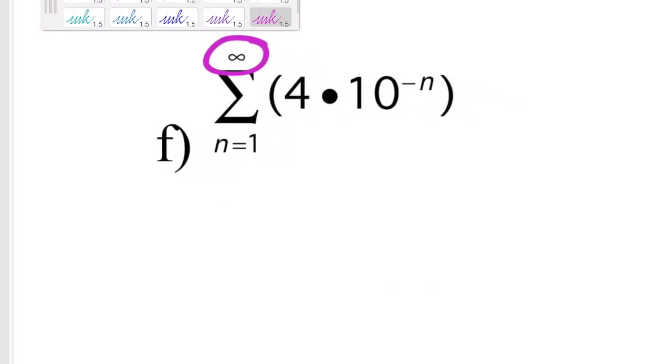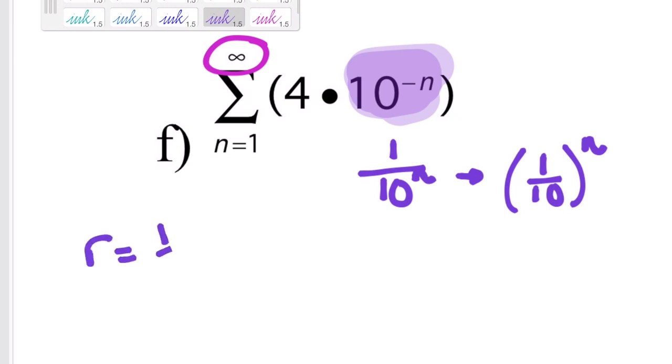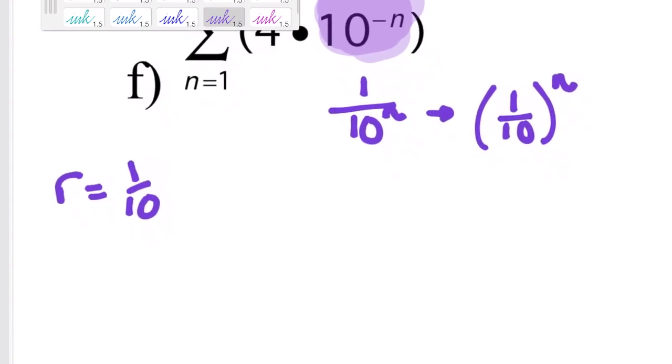Now looking at this, I want to figure out what my ratio is before I do anything else. Because we have this 10 to the negative n, I'm going to rewrite that a little bit. The negative n means that the 10 is going to go to the denominator, meaning it'd be 10 to the power of n, which is the same as saying 1/10 to the nth power. So because the 1/10 is what has the exponent with the variable, that means the 1/10 is going to be my ratio. Because this is smaller than 1 when I do the absolute value, I know I can figure out the sum.